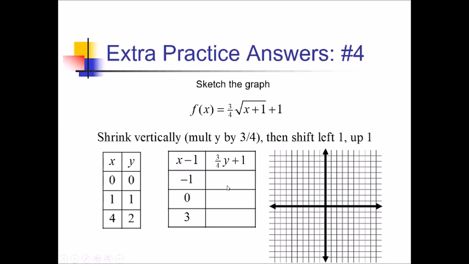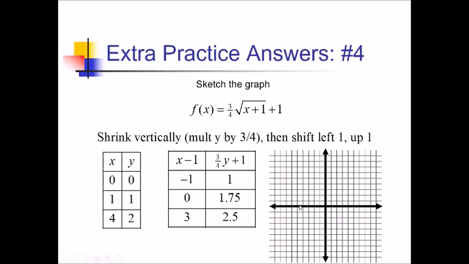Next, for the y values, 3/4 times 0 is still 0, plus 1 is 1. 3/4 of 1 is still 3/4. Plus 1 is going to be 1 3/4, or 1.75. And then 3/4 of 2, that's actually 1.5. Adding 1 to that gives me 2.5.